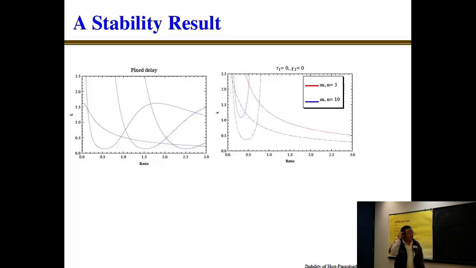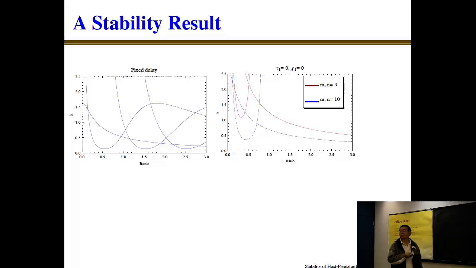After we introduced the gamma distribution to the fixed delay model, we have this one. Still, below the blue curve is the stable region. Now you can see the stable region is much bigger than what it was before in the case of fixed delay. That's one thing. Another thing is that the generation cycle disappears when the ratio equals 1.5 and 2.5.